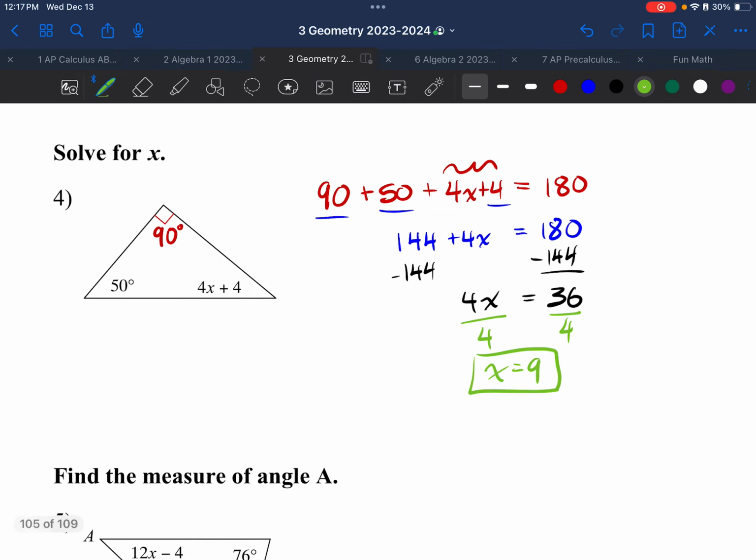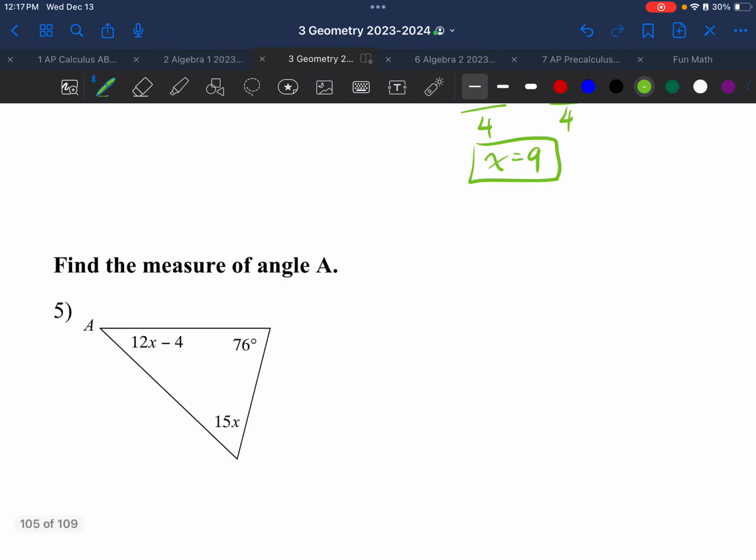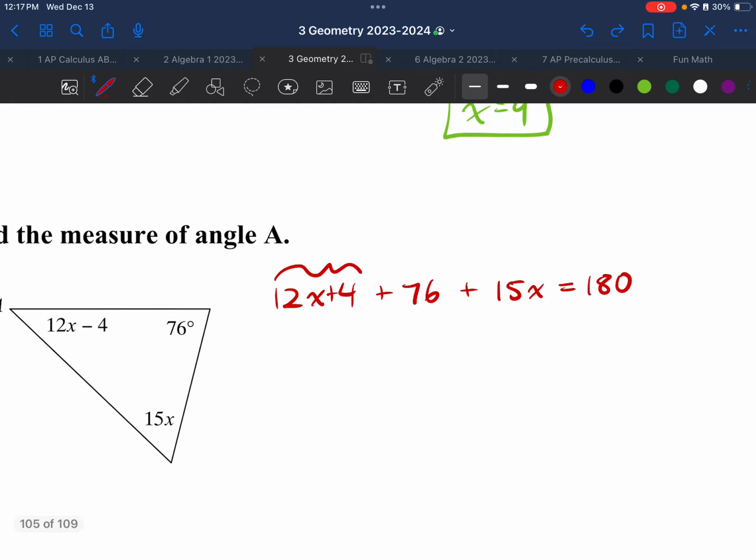In number 5, we're trying to find the measure of angle A. In order to find the measure of angle A, we first need to find x. Once I find x, I'm not done. I plug it back into this expression and find that angle. Again, I know that this angle and this angle and this angle all add up to 180 degrees. So let's say I have 12x plus 4. That's one of my angles. That's going to add with 76. That's going to add with 15x. All 3 of those angles add up to 180 degrees because a triangle's interior angles always sum to 180.